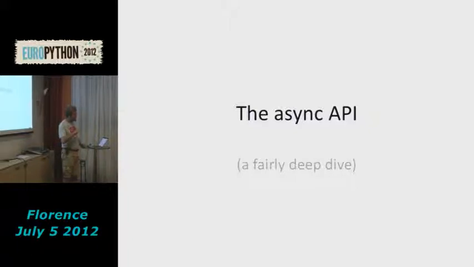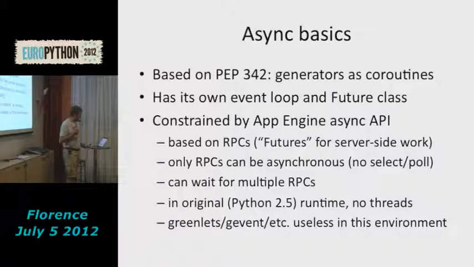So now let's talk about the asynchronous part of NDB, which is both unusual and interesting, and gets high praise from those people who actually figure out how to use it. So you may have heard of PEP 342, which added a number of methods to generators in Python, allowing you to essentially repurpose generators as coroutines.